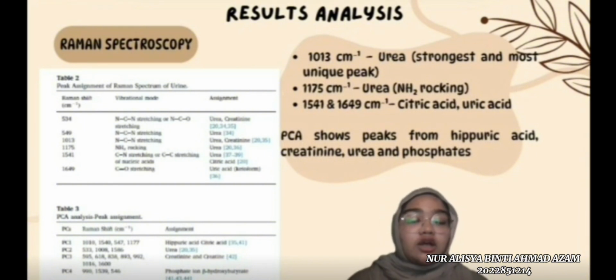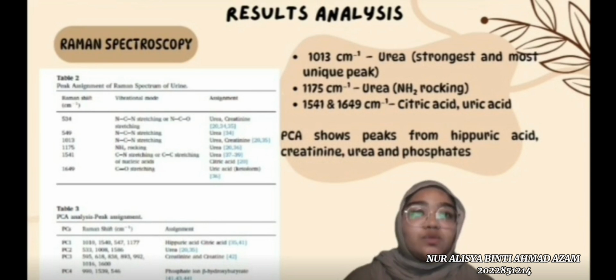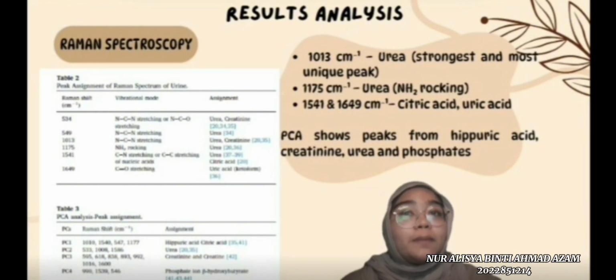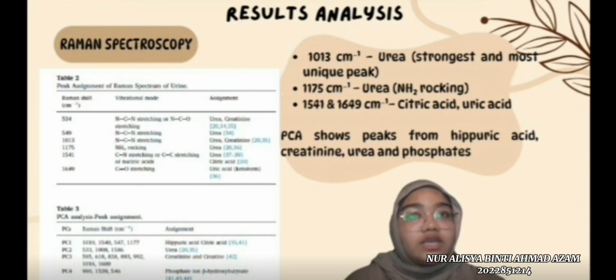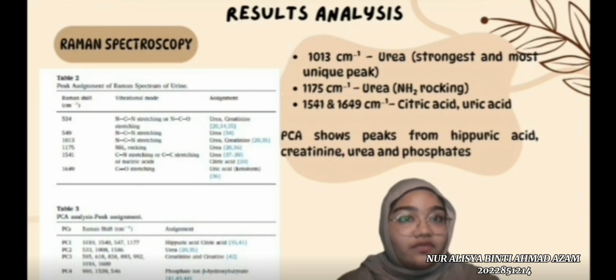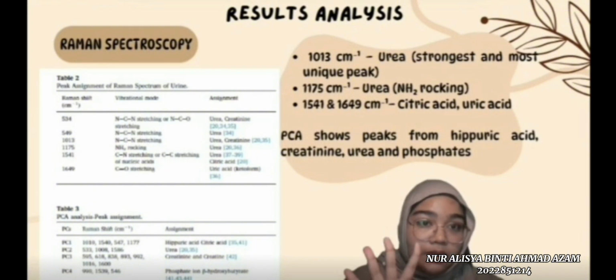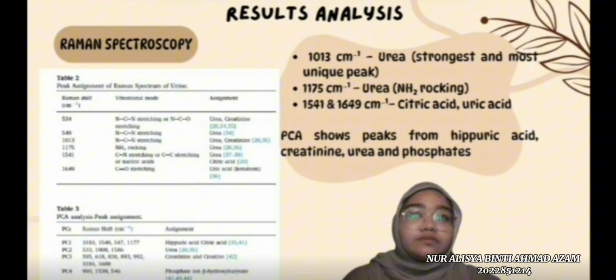Then we have PCA, which is principal component analysis, which shows other important urine compounds such as hippuric acid, creatinine, phosphate, and also urea. So it confirmed that urine has a unique chemical mix that makes it easy for us to identify. Our model could be updated very well, as we can recognize from 5 body fluids to 6 body fluids. By adding urine, we also improve our working skills in real life during forensic investigation.